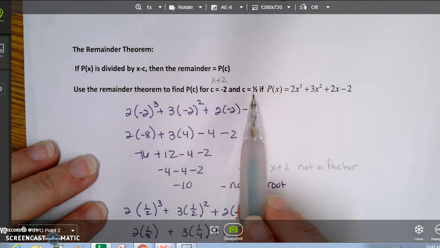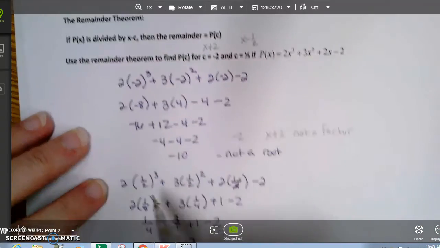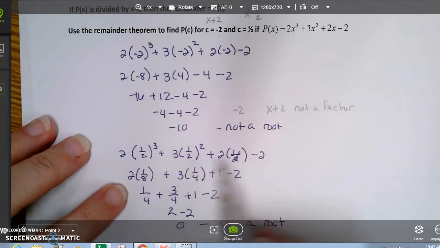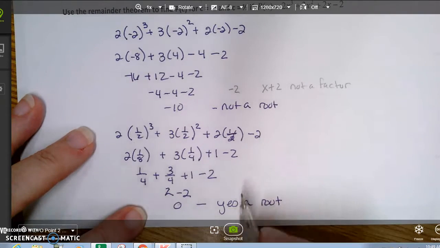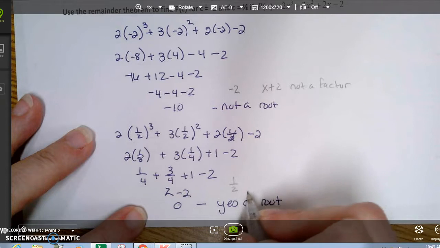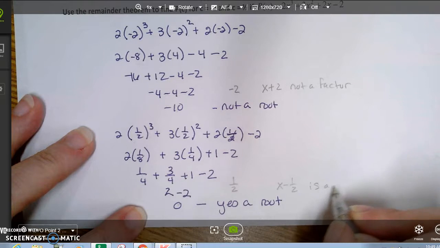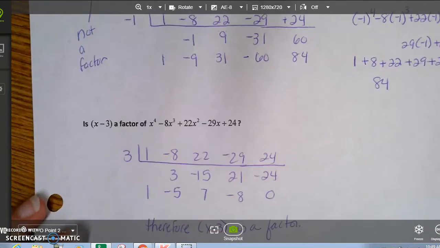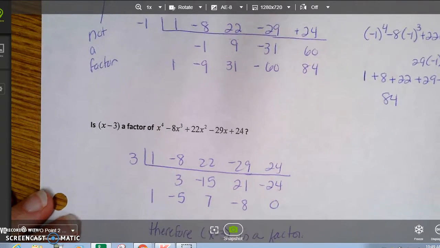It's telling me the same thing here for a half, which would be x minus 1/2. So I'm going to do the same thing. I put a half in for x, and then I do my mathematics, and I get 0. So what that tells me is that 1/2 is a root, and x minus 1/2 is a factor. The whole point of what we're doing in Chapter 3 is to try and figure out roots and factors, and find out what things are roots and what things are factors.